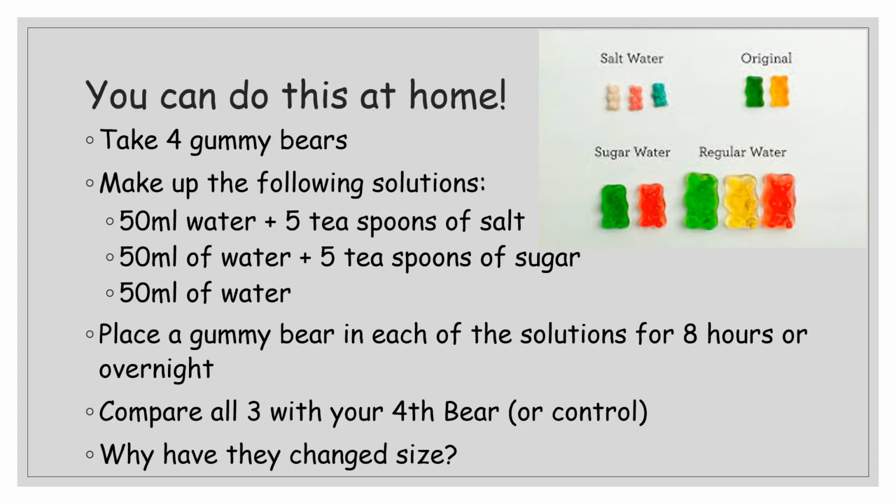So if you want to jazz up your experiment a little, instead of using potato, you can use gummy bears, get them from your Haribo Star Mix. You can simply make up salt solution, sugar solution and plain water, leave them in at least overnight, minimum 8 hours, and then obviously compare the bear size to a control bear, one that you haven't placed in any of the solutions. Again, because of osmosis, you will see a difference in the sizes, and that comes down to water molecules moving either in or out of the bear from high water concentration to low water concentration. So that's something to help you visualize the process of osmosis.